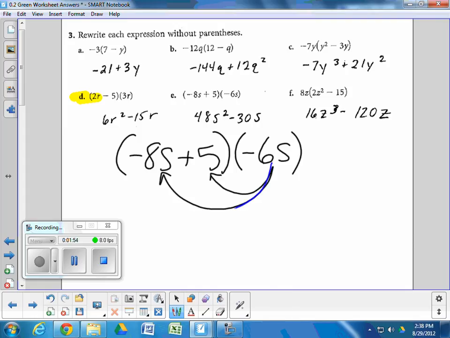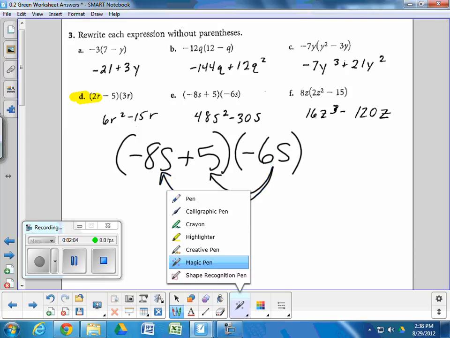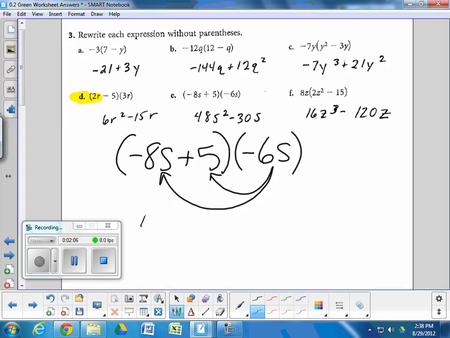So what do we get when we do that first arc? When you do negative 8 times negative 6, say it. 48. You get positive 48, right? You get positive 48. Then you have an s times an s, which makes s squared.